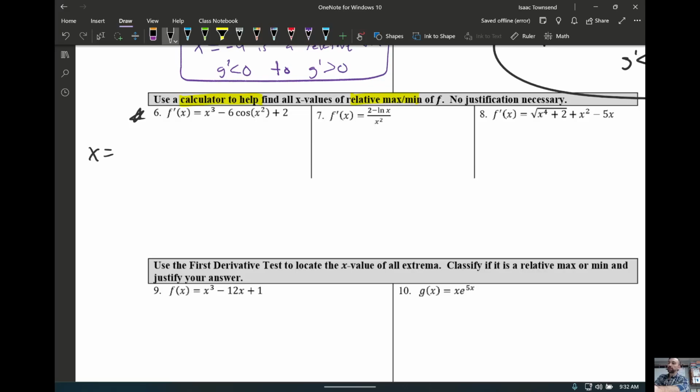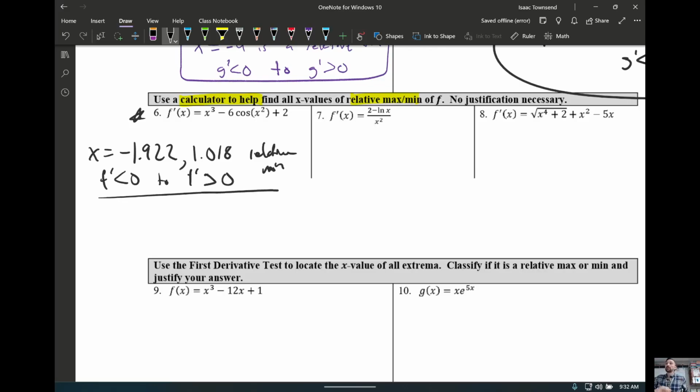I can't remember very well switching back and forth. It was -1.922 and 1.018. Those were the two that were relative maxes. Sorry, relative mins. Okay, and you said perfectly why.